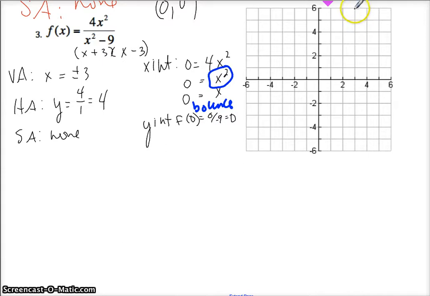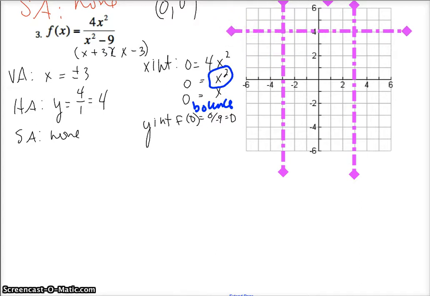So let's graph the vertical asymptotes. We have vertical asymptotes at positive 3 and negative 3. We have a horizontal asymptote at 4. And then we would plot our x-intercept and y-intercept of 0. Okay, so notice that if we look at this function horizontally, we have 2 vertical asymptotes. So those divide our coordinate plane into 1, 2, 3 sections.